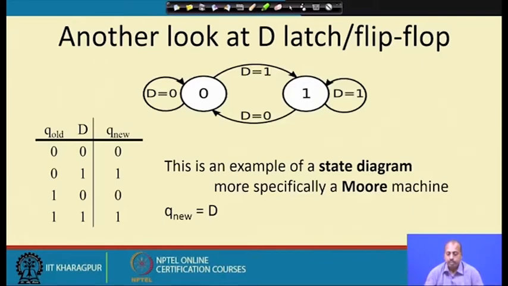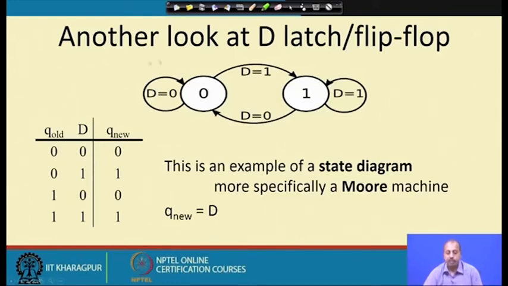So, if I say that at present the Q output is 0, then if D is equal to 0, it will remain in this state and the output will remain as 0. If D equal to 1, it will come to a state where the output is 1, and as long as D is equal to 1, it will remain in this state. When D becomes equal to 0, it comes back to this.